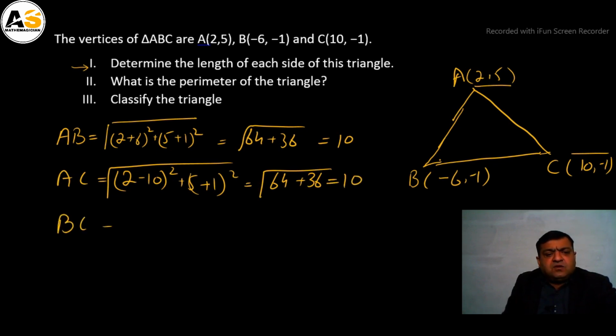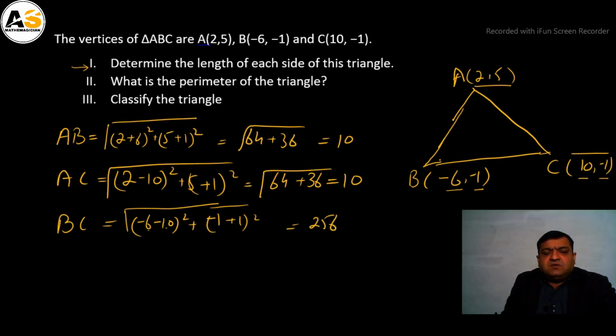Now we find the length of the third side BC. When we find the length of side BC, this is x1, this is x2, this is y1, this is y2. I will put these values in the formula. Square root of (x1 minus x2) square plus (y1 minus y2) square. This will be minus 6 minus 10, minus 16 square, 256, plus minus 1 plus 1, 0 square. Square root of 256 is 16. So we have found all three sides of the triangle. Part 1 of this question is complete.